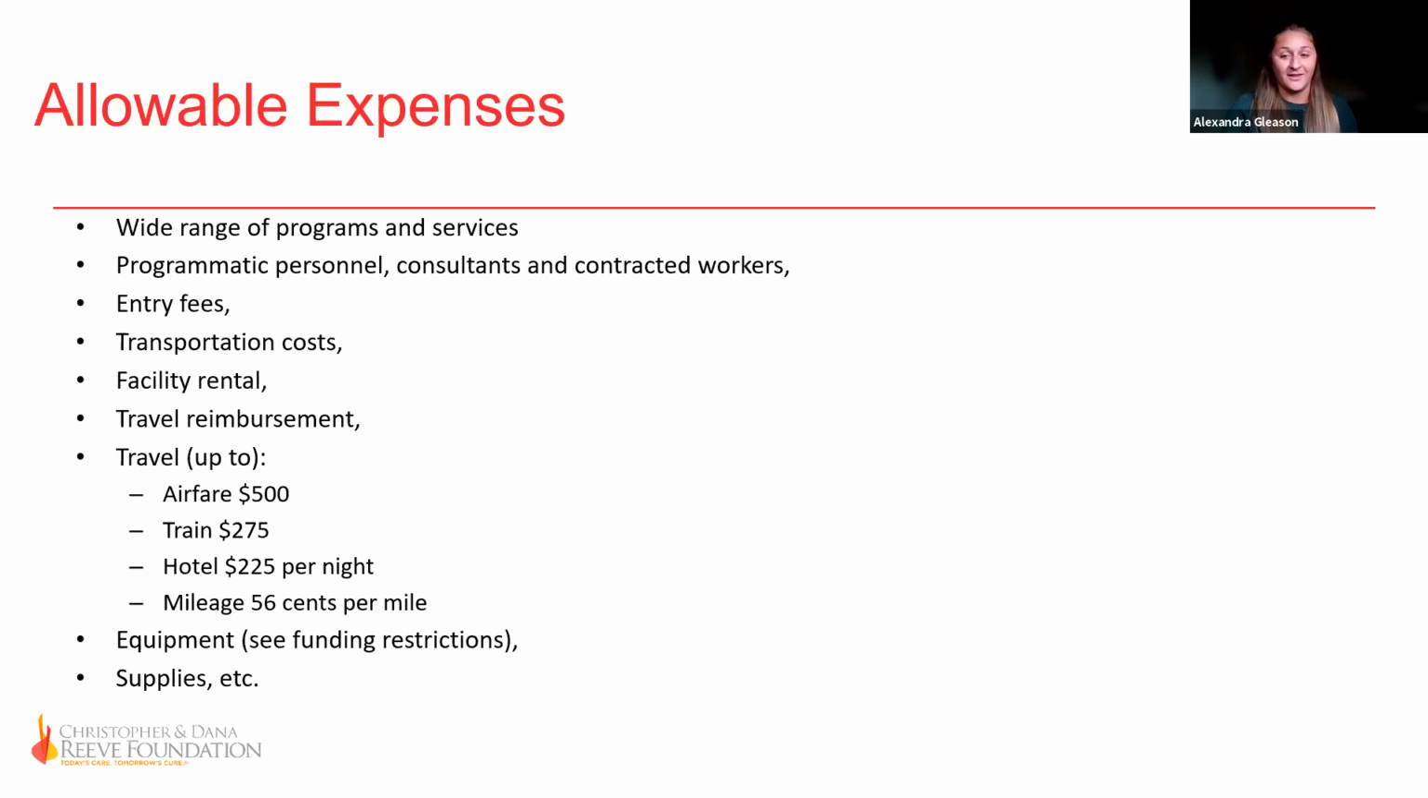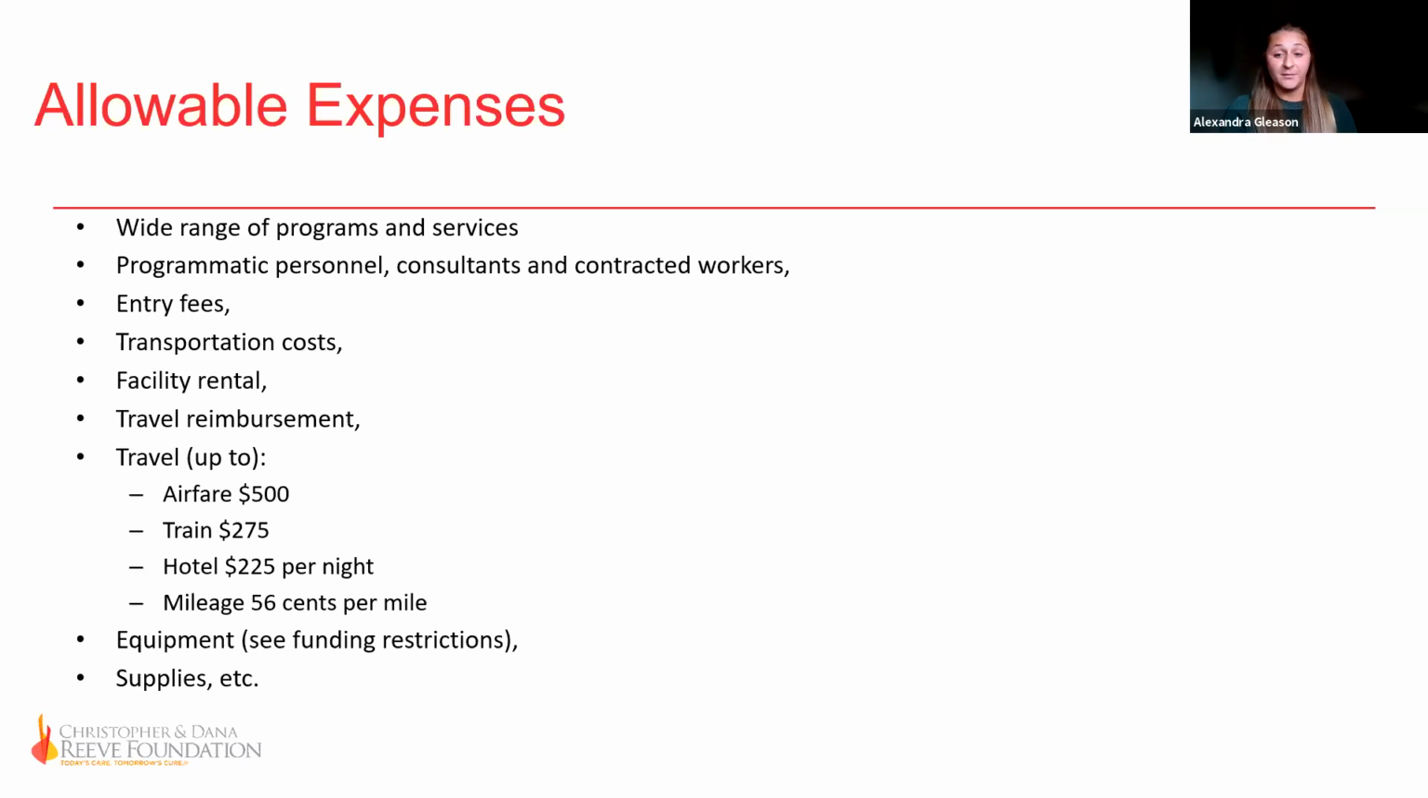Now I bet you're sitting there wondering, what can they fund? If this is your first time applying for a quality of life grant, you'll be surprised at just how many different project categories we are able to fund each year. Funds can support a wide range of programmatic expenses for lots of programs and services, which we will cover in the direct effects descriptions and types of projects funded in the upcoming slides. Grant funds can support programmatic personnel, consultants and contracted workers, entry fees, transportation costs, facility rental, travel reimbursement, marketing, equipment, though please see the equipment funding restrictions I talked about a few minutes ago, supplies, and more.